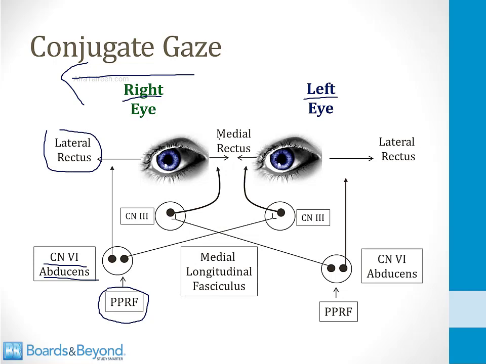However, we also need to activate the medial rectus of the left eye. In order to do this, there are nerve fibers from the cranial nerve 6 nucleus which can activate cranial nerve 3 for the opposite eye, and then cranial nerve 3 will activate the medial rectus. The nerve fibers that carry those signals to cranial nerve 3 of the opposite eye are called the medial longitudinal fasciculus, and this is a very important neural pathway for conjugate gaze.